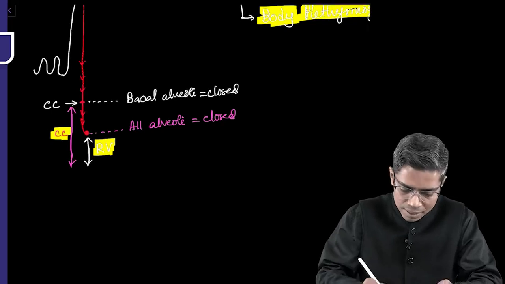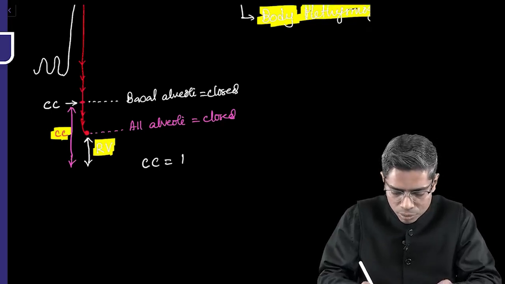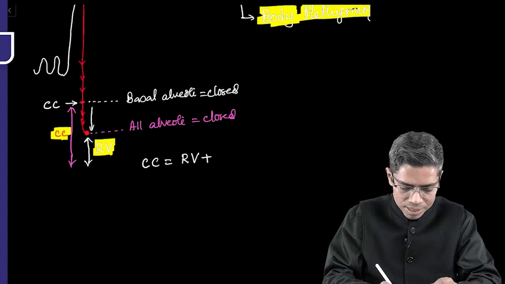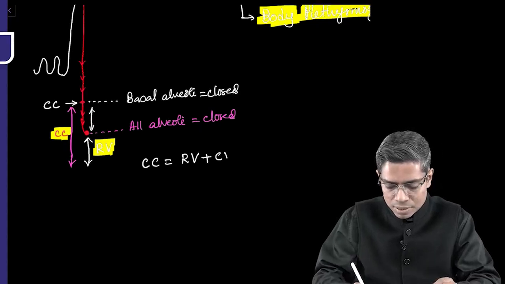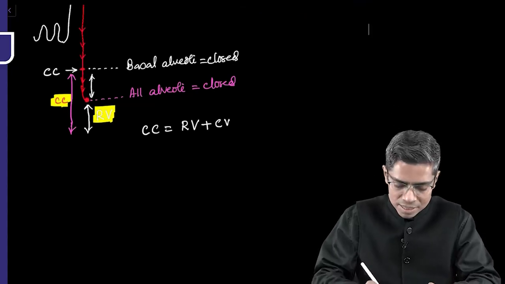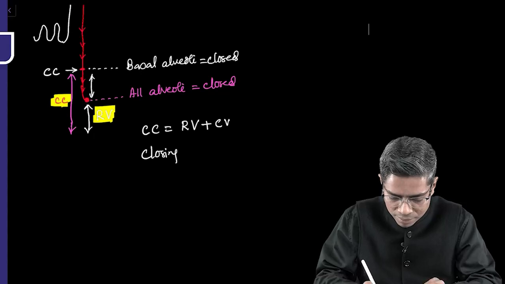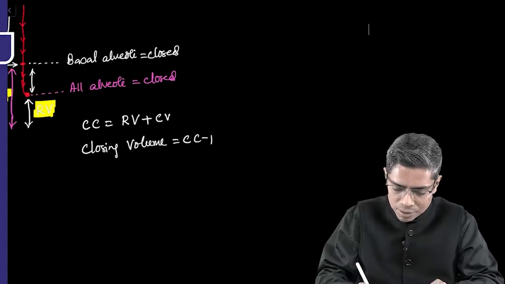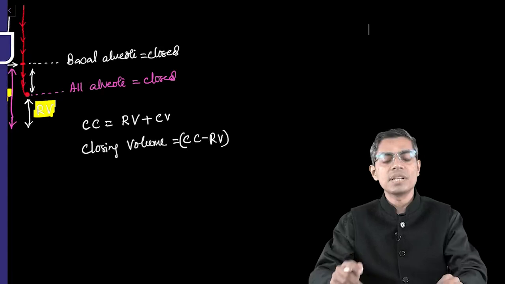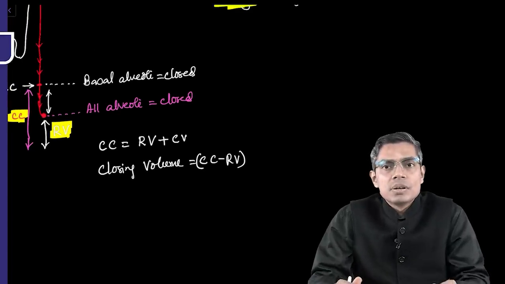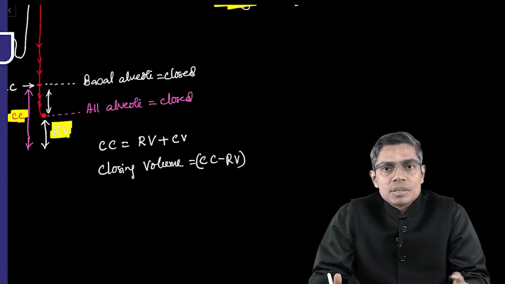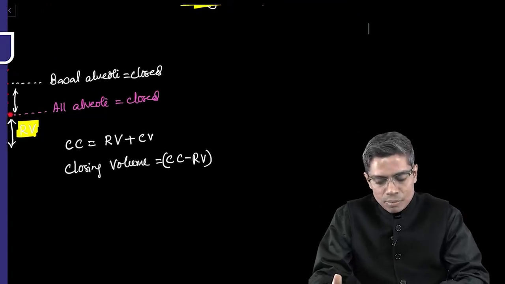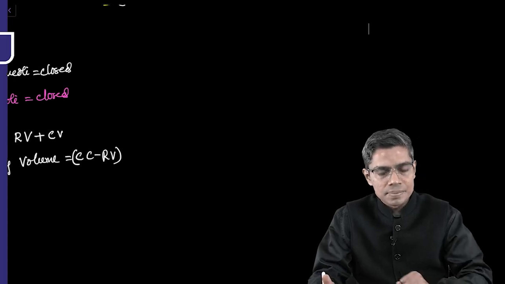Generally we say that closing capacity is equal to residual volume plus another volume, which you can find out here, and this volume is known as the closing volume. So if you want to calculate the closing volume, it is nothing but closing capacity minus your residual volume. Getting my point? This is the way we calculate closing volume and closing capacity, right? So what is the importance of this closing capacity? Why do you want to measure it?